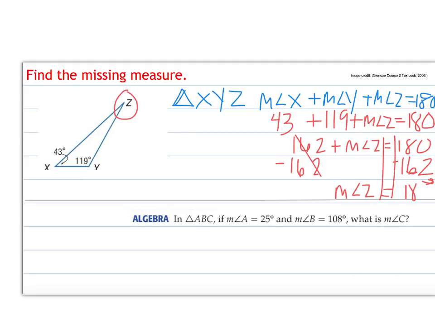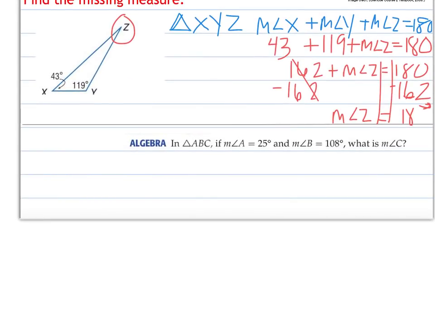So if you feel comfortable, go ahead and try this next one. There's not a picture, but it's written out in words. It's always good to try on your own. So it says triangle ABC has measures of angle A is 25 degrees, angle B is 108. So what is the measure of angle C?